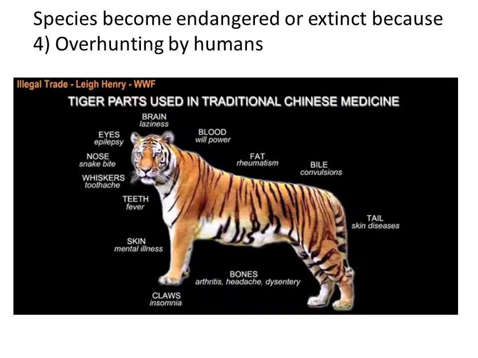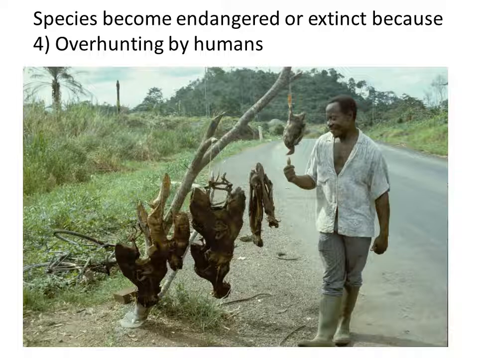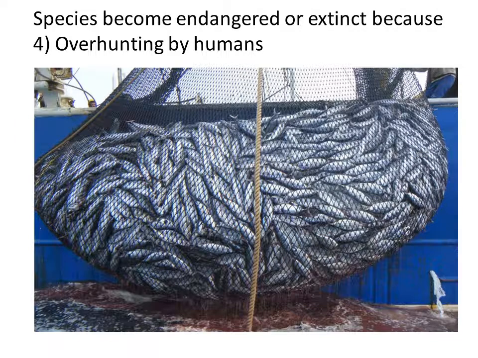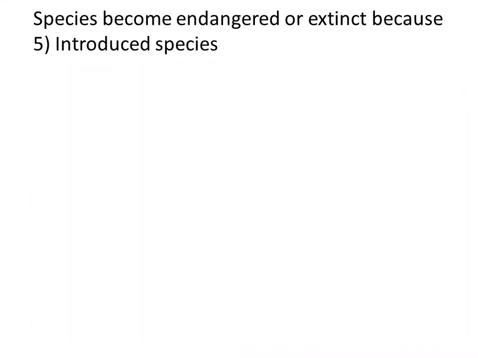Other animals like tigers may be hunted because their body parts are prized in traditional medicine in some parts of the world. And animals can also be hunted for food, and this picture shows monkeys which have been killed for bushmeat. Hunting by humans also includes our agricultural exploitation of the sea, where many fish stocks are in decline because of overfishing by humans, and this is something we'll return to in a later video.